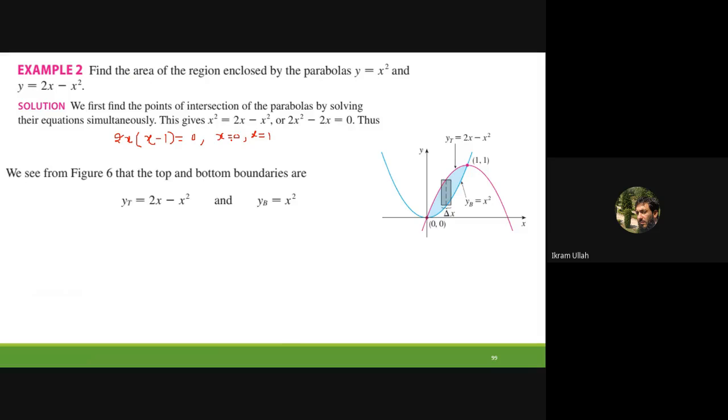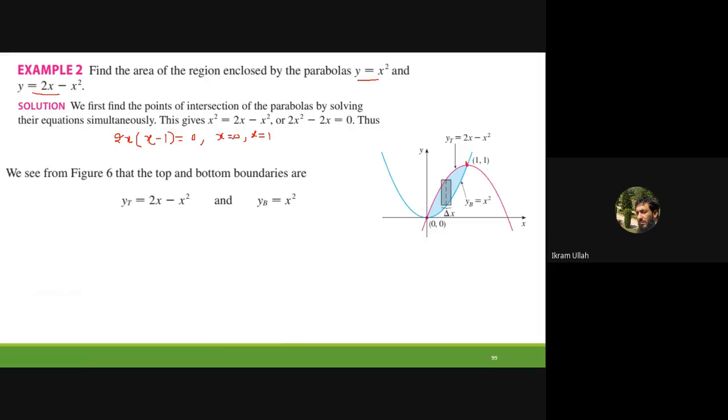Now we have to find the point of contact. This is the point of contact of these curves. This is the upper curve yt, which is 2x minus x square, and this is the bottom curve yb, which is x square.